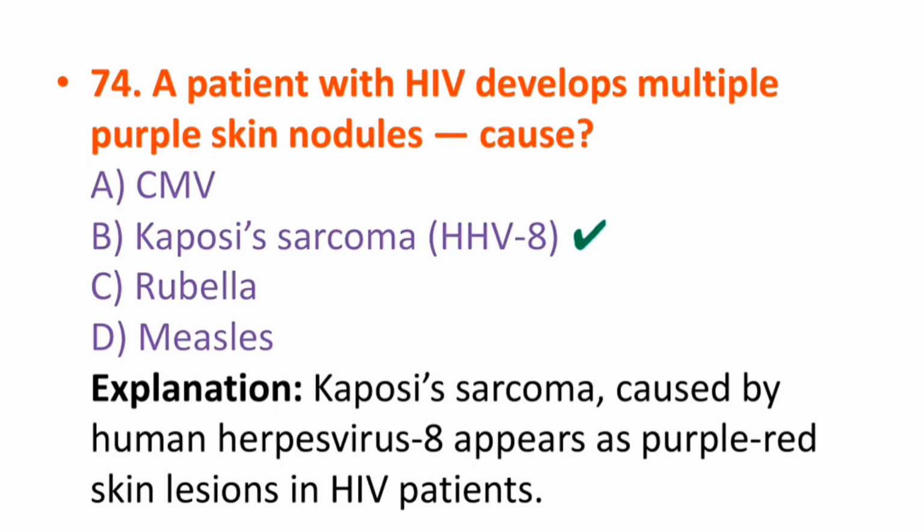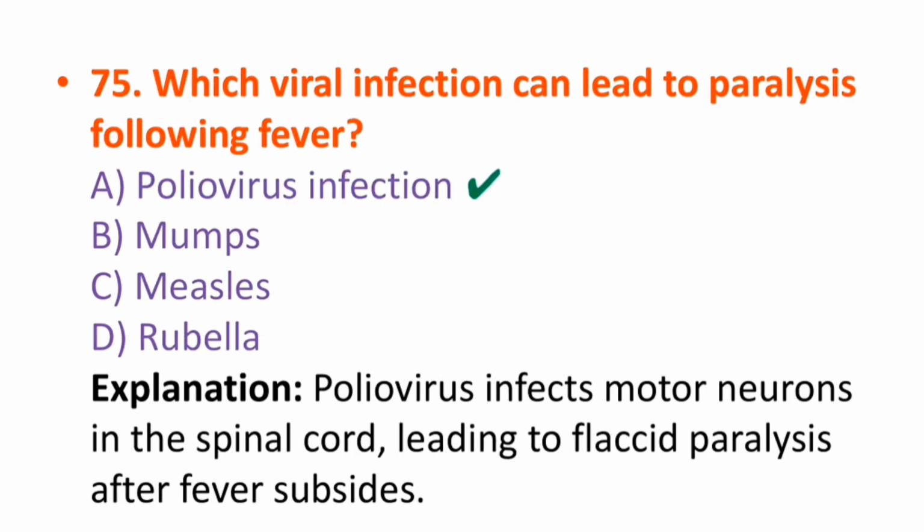A patient with HIV develops multiple purple skin nodules. Cause? Option A, CMV virus; option B, Kaposi sarcoma, HHV8; option C, rubella; option D, measles. The correct answer is option B, Kaposi sarcoma. Kaposi sarcoma is caused by human herpesvirus 8.